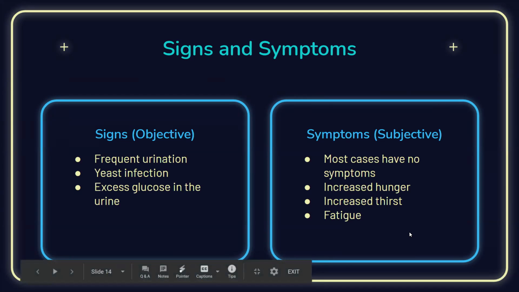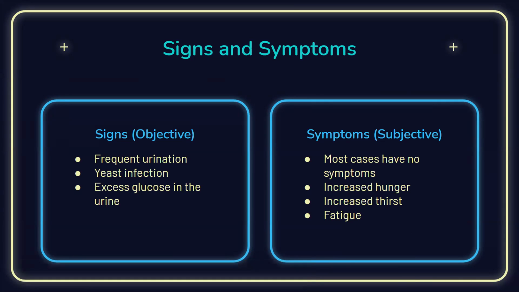And some symptoms include increased hunger, increased thirst, and fatigue. But as you can tell, those aren't very specific when it comes to symptoms. So it can be hard to detect gestational diabetes compared to type 1 and type 2, which had more clear symptoms. This is a little bit more subtle. It doesn't have as many factors that really show that you have it.